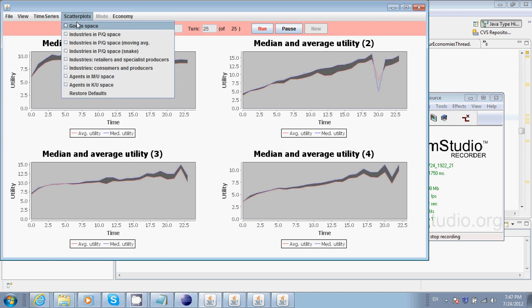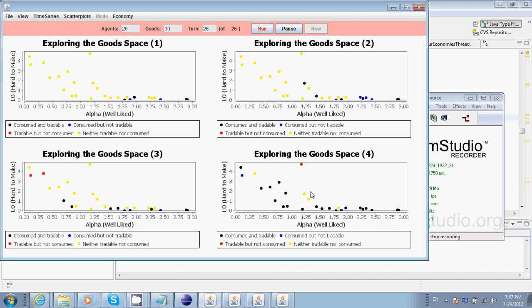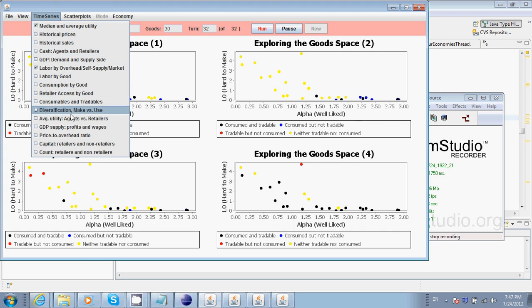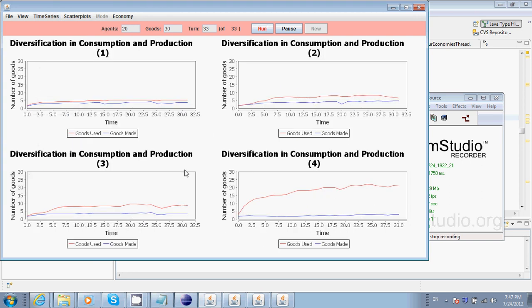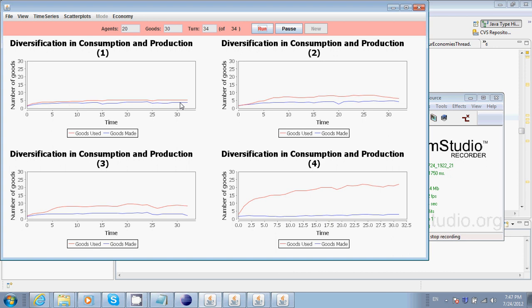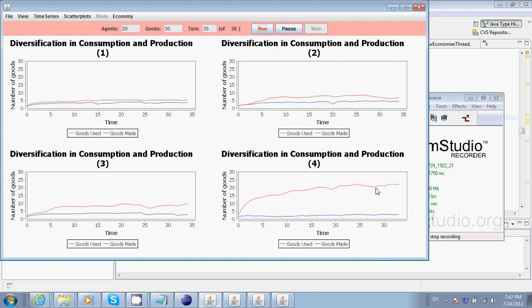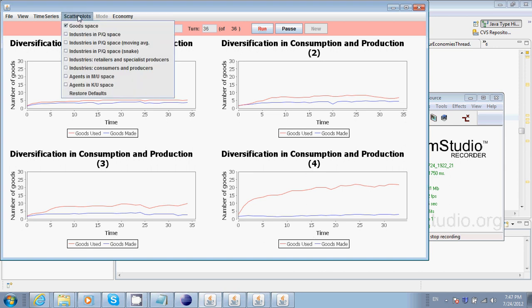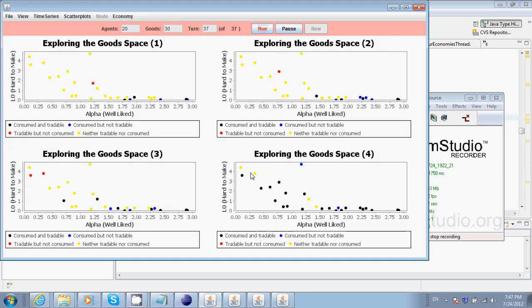Now, if you look at the good space, you notice these guys are producing just a handful of the goods down there. And these guys are producing a few more. These guys are producing a few more. This economy, where you have the 400 agents and really high savings rates, they're producing almost all the goods that are available. If we look at the diversification graph, these guys are consuming about 5 goods each. These guys about 10. These guys about 10. These guys about over 20. So these guys are getting much more diversified consumption. But at the end of the day, it doesn't do you that much good when the technologies are up here.